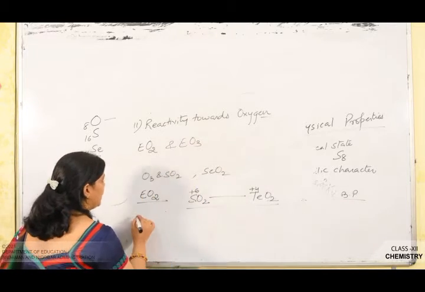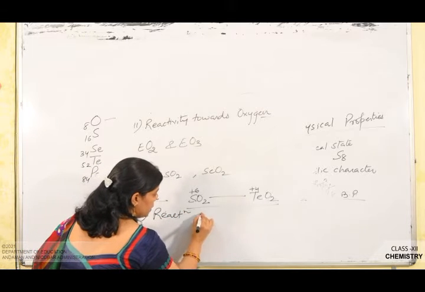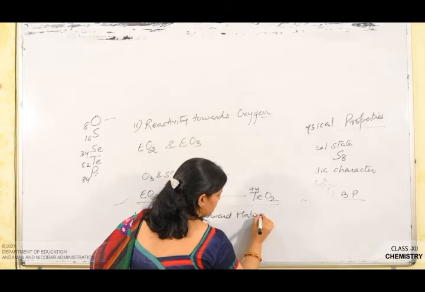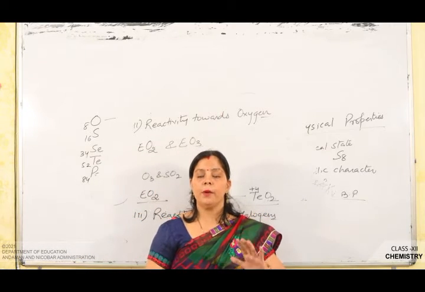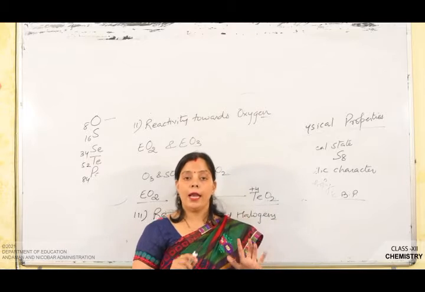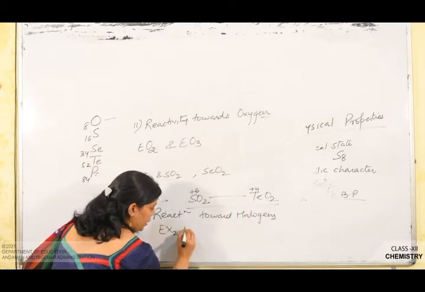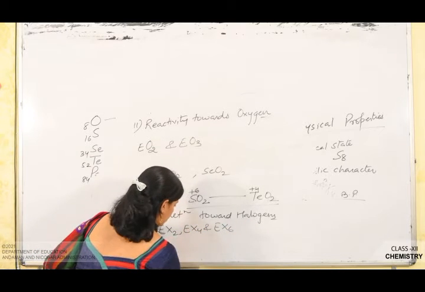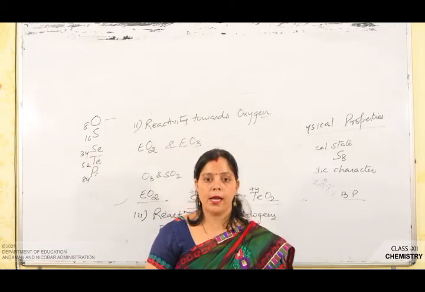After that, children, the third is the reactivity towards halogen. This is very important. Group 16 elements form a number of halides of the type EX2, EX4 and EX6, that is the dihalides, tetrahalides and hexahalides.